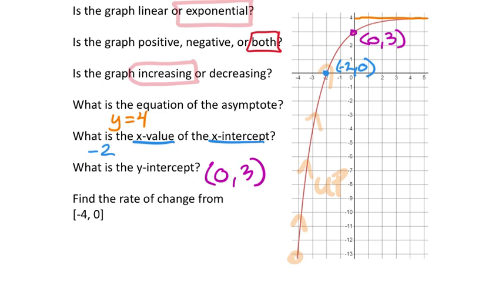Last thing we want is the rate of change from -4 to 0. So I'm going to prepare my rate of change, my slope formula, because rate of change is just another way to say slope. We're going to find the slope, and we're going to find it between these values. So the first value that I have is an x value that is -4. That's my first x value. So on my x number line, I can find -4 right here. There's -4.